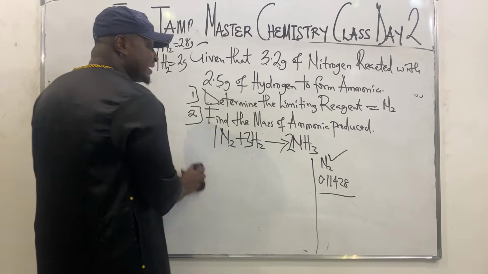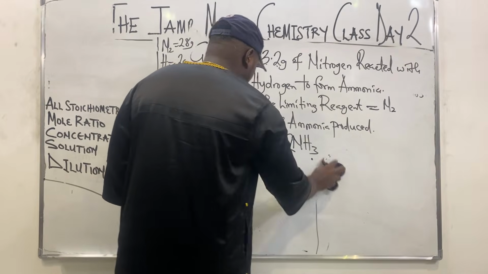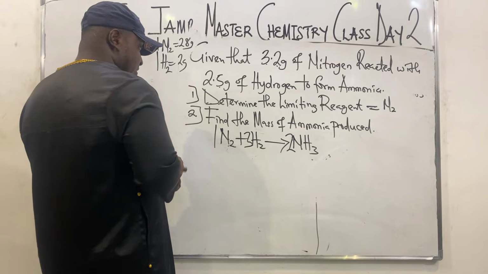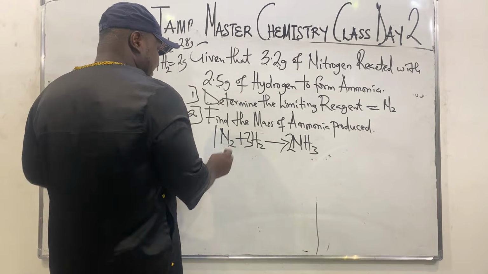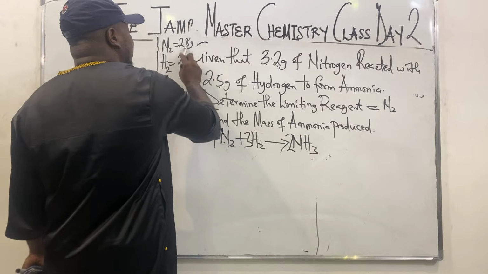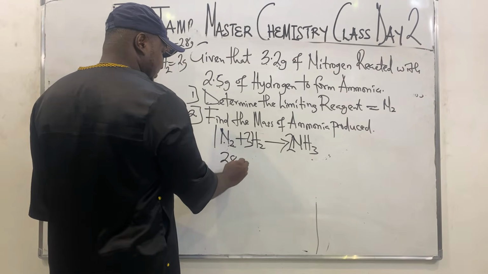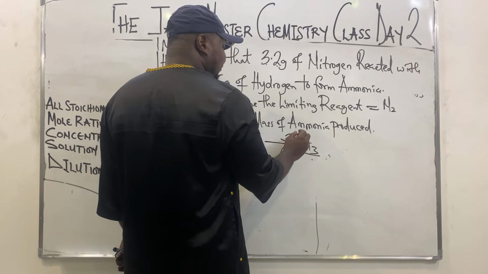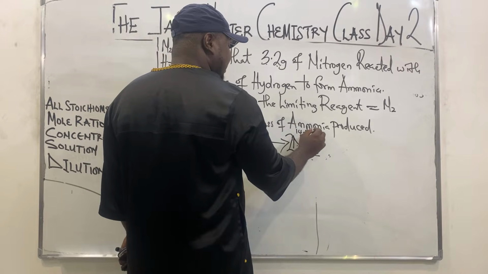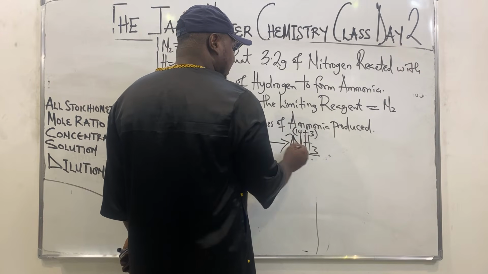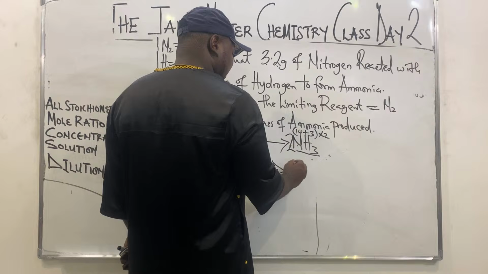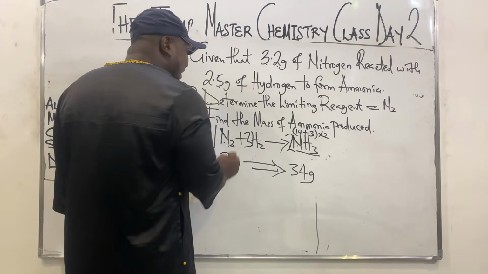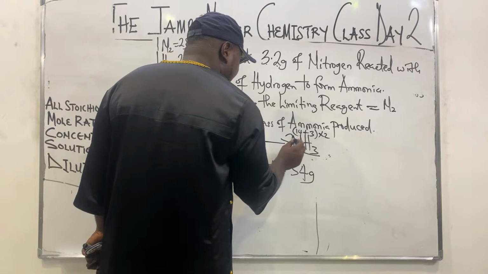Class, as usual, from the balanced chemical equation, just like we used to do. What mass of nitrogen gives what mass of ammonia from the balanced chemical equation? From the balanced chemical equation, class, nitrogen is 28 gram, and it gave ammonia, where N is 14, H is 1 times 3 is 3, 14 plus 3 times 2, everything will give you 34 gram if you do your math well. From the balanced chemical equation, 28 gram of nitrogen gave 34 gram of ammonia.